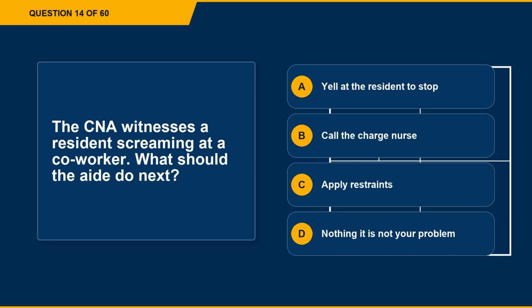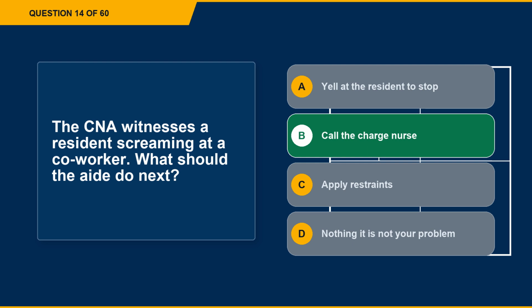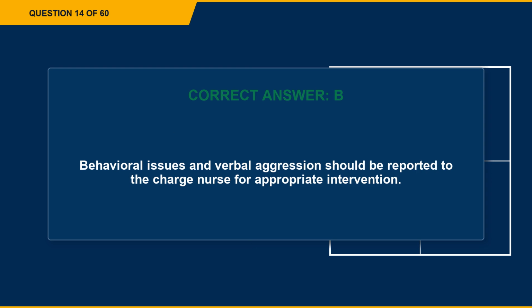Question 14. The CNA witnesses a resident screaming at a coworker. What should the aide do next? Option A, yell at the resident to stop. Option B, call the charge nurse. Option C, apply restraints. Option D, nothing, it is not your problem. The correct answer is option B, call the charge nurse. Explanation: Behavioral issues and verbal aggression should be reported to the charge nurse for appropriate intervention.